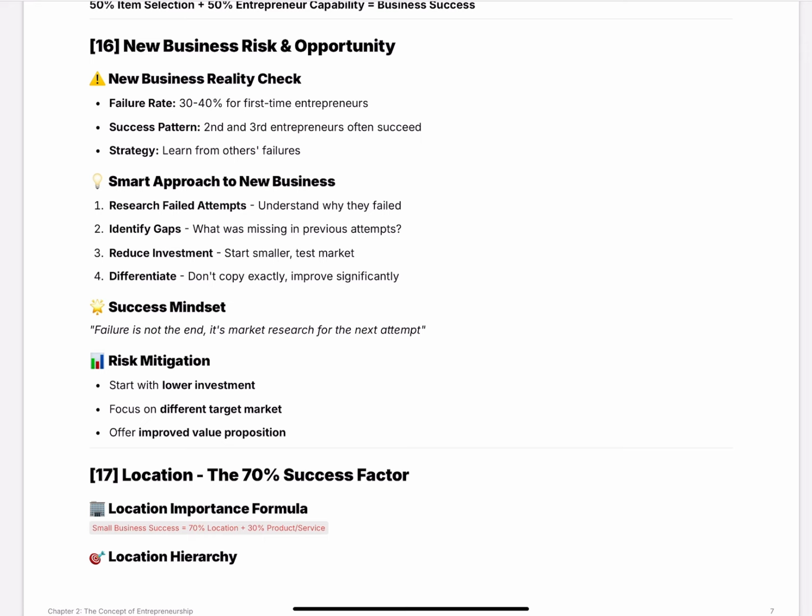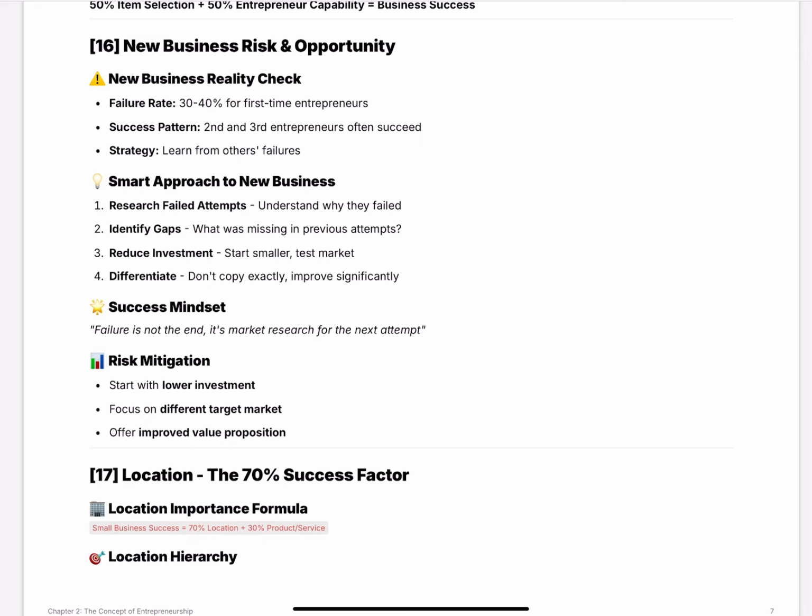Okay, so now we come to what might be the most important element for retail and service businesses. It's location. And I want to start with a formula that might surprise you. For small businesses, success equals 70% location plus 30% product or service quality. So let us think about it for a moment. Your location choice is more than twice as important as your product quality.